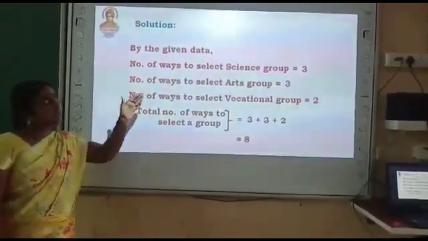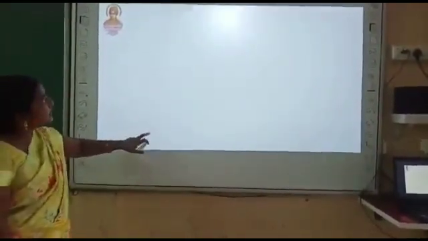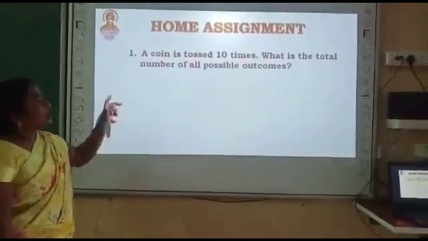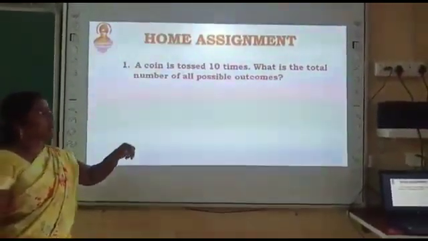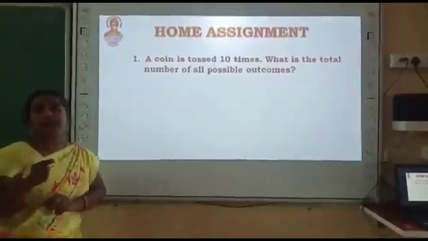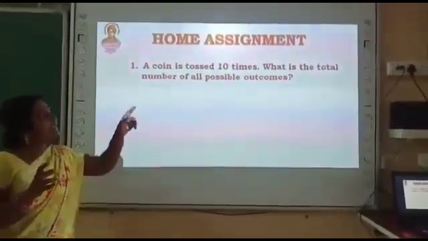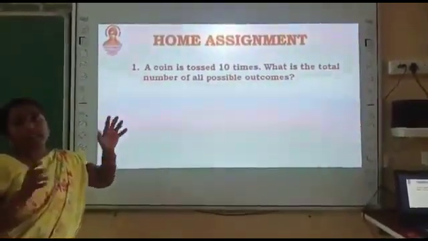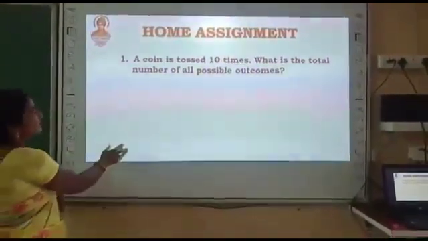This sum is enough for now. So this is your homework. A coin is tossed 10 times. What is the total number of all possible outcomes? You toss a coin 10 times. We know how many outcomes are possible for one coin, so using that, you can find the total number of ways for 10 tosses.